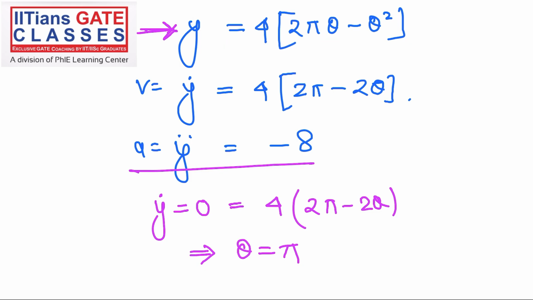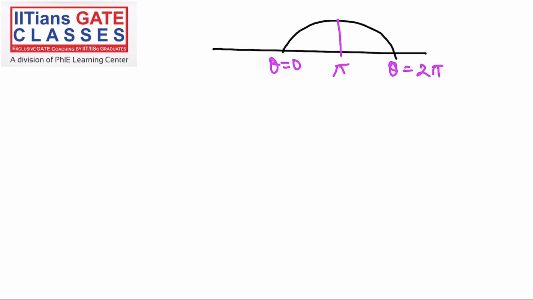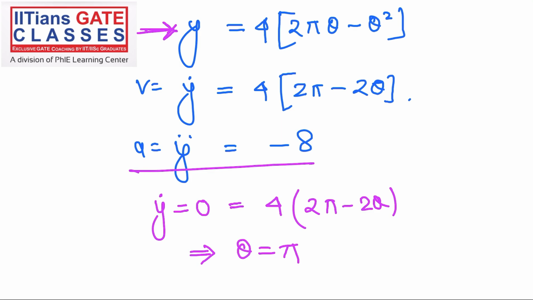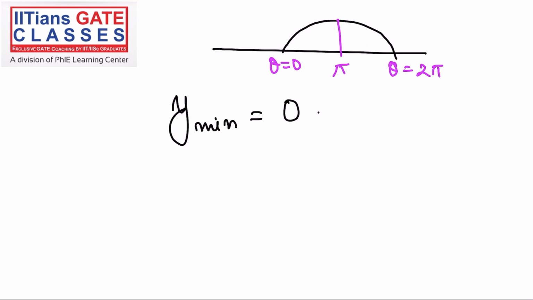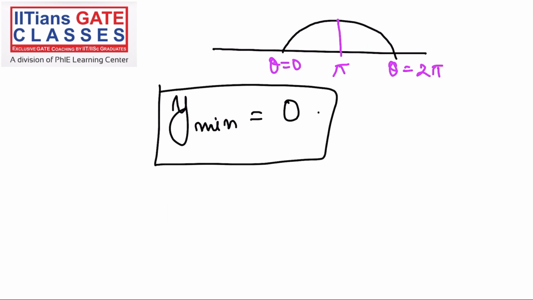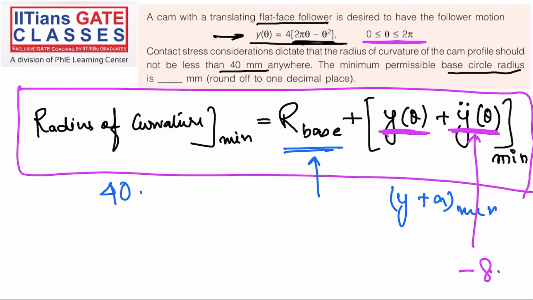So in this range, what is the minimum value of y? The y minimum is 0. So we have calculated all the values. We have calculated the value of y double dash minimum, that is minus 8. We have calculated the value of y minimum, that is 0. We know the value of minimum radius of curvature, that is 40. We need to find out r base. So let us substitute the values.